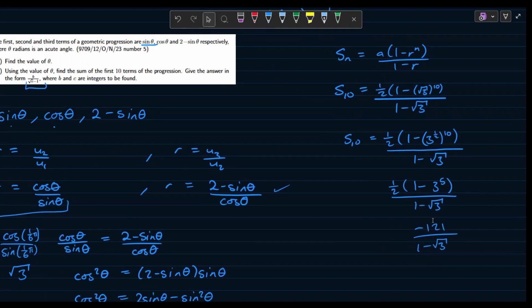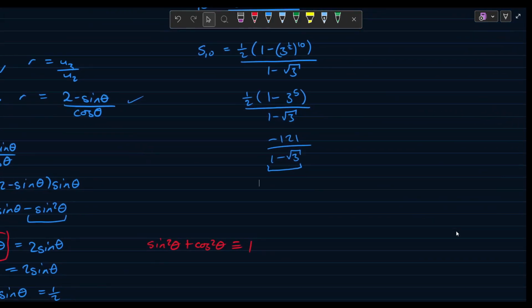I think we're almost there. They want it as root c minus 1 on the denominator. So this root 3 has to be positive. So we can just factor out a negative sign from our denominator, so that this becomes negative 121 over negative 1 plus root 3, and the negative signs can cancel out here, so that we've got 121, and I'll write root 3 first, over root 3 minus 1, and this will be the sum of the first 10 terms, and it's in the form b over root c minus 1, and that is our final answer.